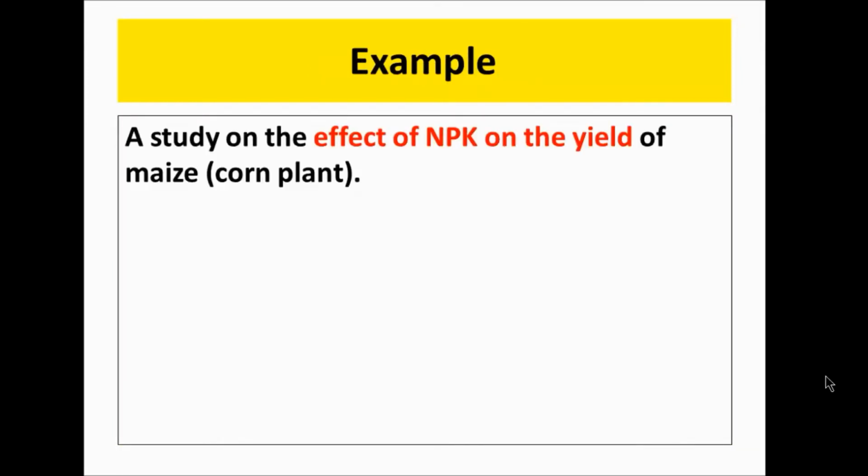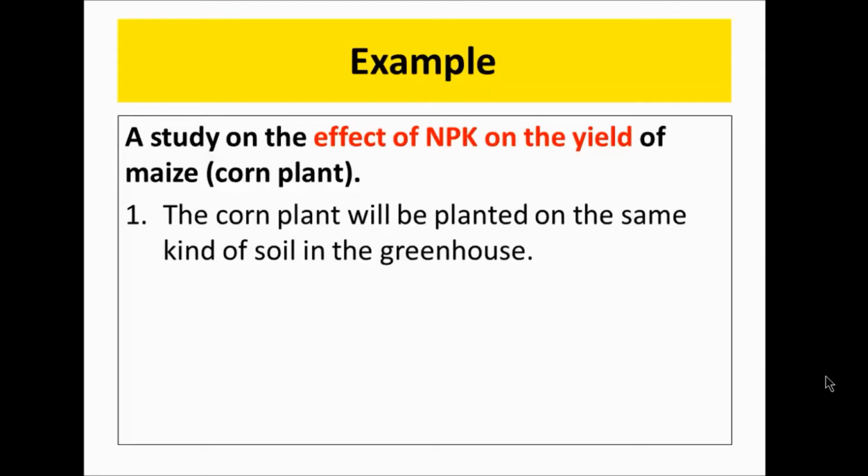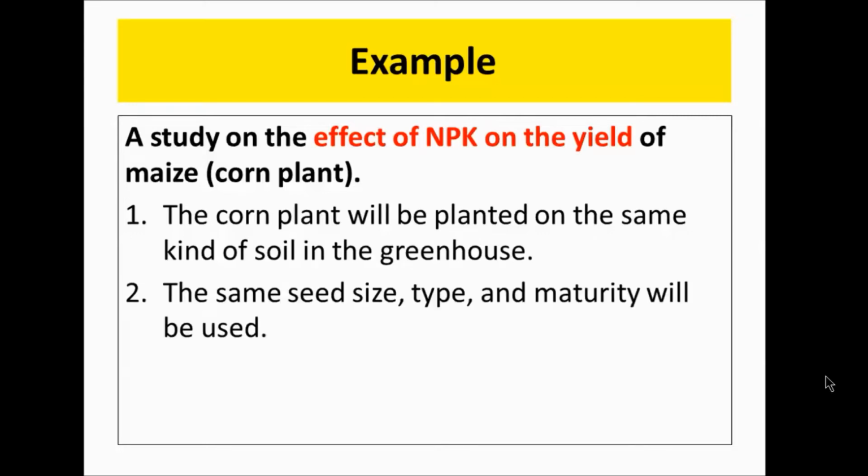Now, let's make an actual example, a study on the effect of NPK, or nitrogen, phosphorus, and potassium, on the yield of corn plant or maize. Now, these are the conditions that we should think about when we are using the CRD. The corn plant will be planted on the same kind of soil, and we will be doing that in the greenhouse. The same seed size, type, and maturity will be used in this experiment.